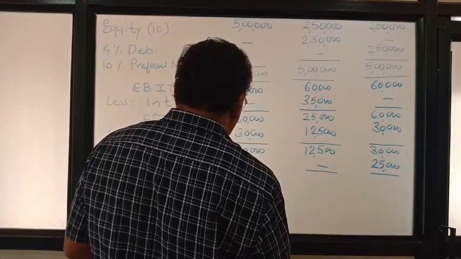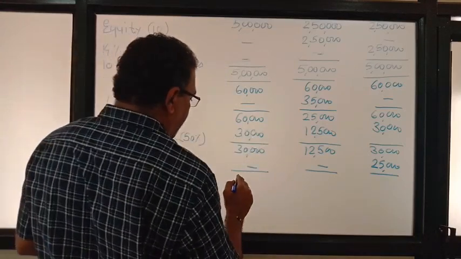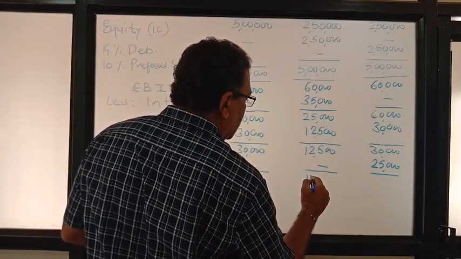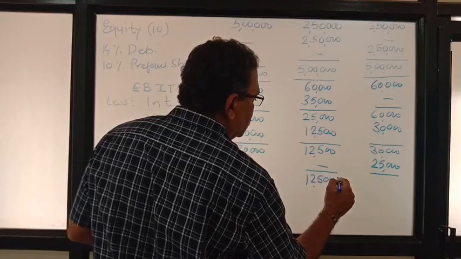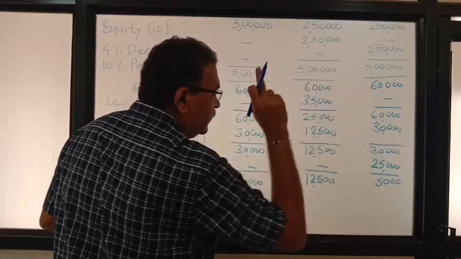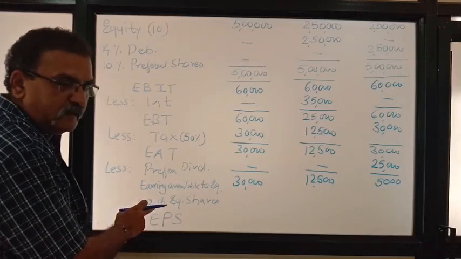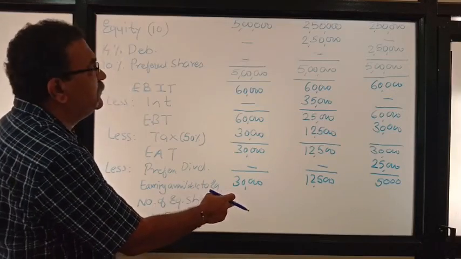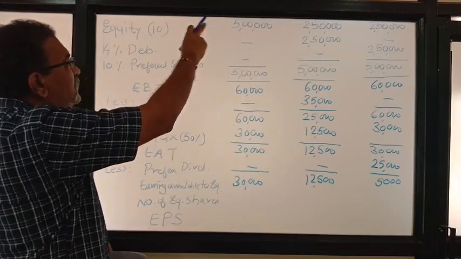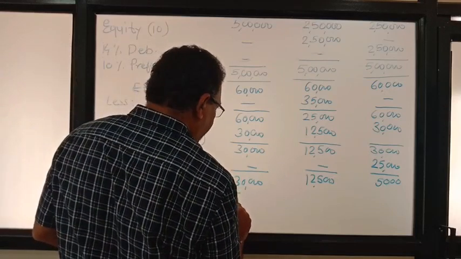Now we will get earnings available to equity shareholders, that is earnings after tax minus preference dividend. That comes to option 1 30,000, option 2 12,500 and option 3 5,000. That is 30,000 minus 25,000. What next is the number of equity shares. Now check out the number of equity shares. Option 1: how much is equity capital? 5 lakhs. Each share is of rupees 10 each. So the number of equity shares will be 50,000.